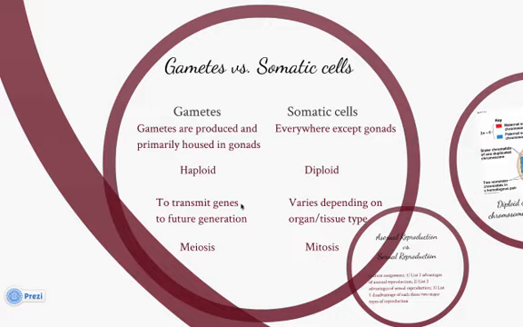To transmit genes to future generations is the main function of gametes, whereas somatic cells can have multiple functions depending on what organ or tissue types they are comprising. Gametes are produced through division by meiosis, whereas somatic cells will create new somatic cells through mitosis.